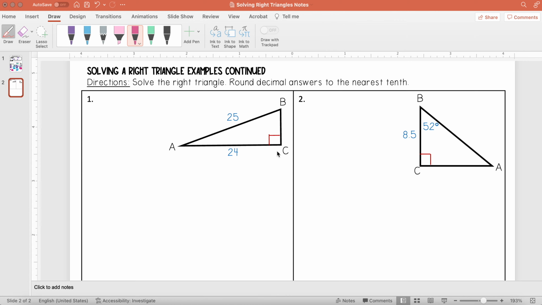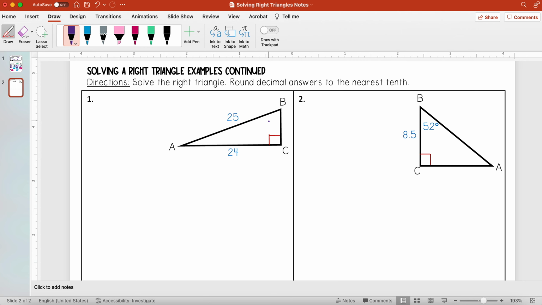In this video, we're going to go through two more examples of solving a right triangle. So again, recall that for solving a right triangle, that means we want to find all missing side lengths and find all missing angles. So looking at number 1, I see that I am missing one side, my side BC, and I'm missing the angle measures of angle A and angle B.